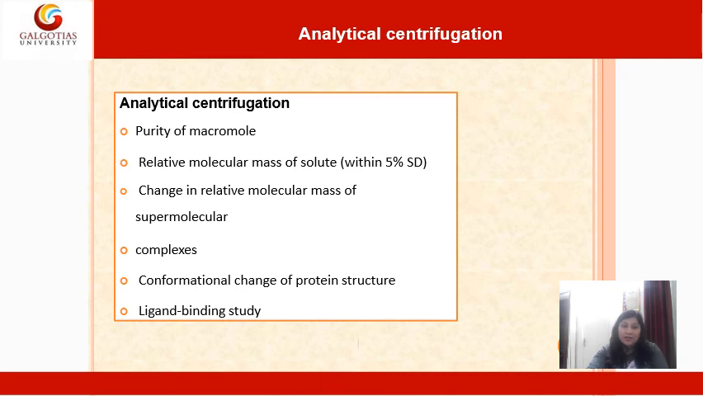Analytical centrifugation is generally used to find out the purity of macromolecules, to find out the relative molecular mass of the solute within 5% standard deviation, to find out the change in the relative molecular mass of supermolecular complexes, to find out the conformational change of protein structure, and for ligand binding species.